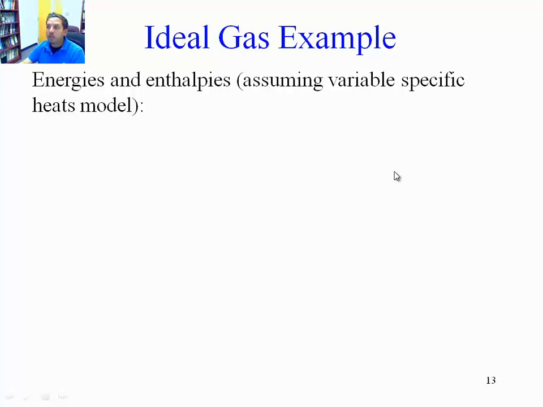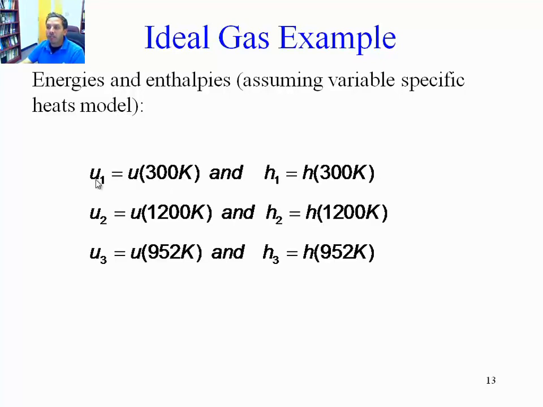Let's use the tables. And in this case, we basically know that energy 1 is equal to the energy at 300 Kelvin, and enthalpy 1 is equal to the enthalpy at 300 Kelvin. That's the temperature of state 1. Energy 2 is equal to the energy at 1200 Kelvin, and enthalpy 2 is equal to the enthalpy at 1200 Kelvin. That's the temperature of state 2. Energy 3 is equal to the energy at 952 Kelvin, and enthalpy 3 is equal to the enthalpy at 952 Kelvin. That is the temperature of state 3.